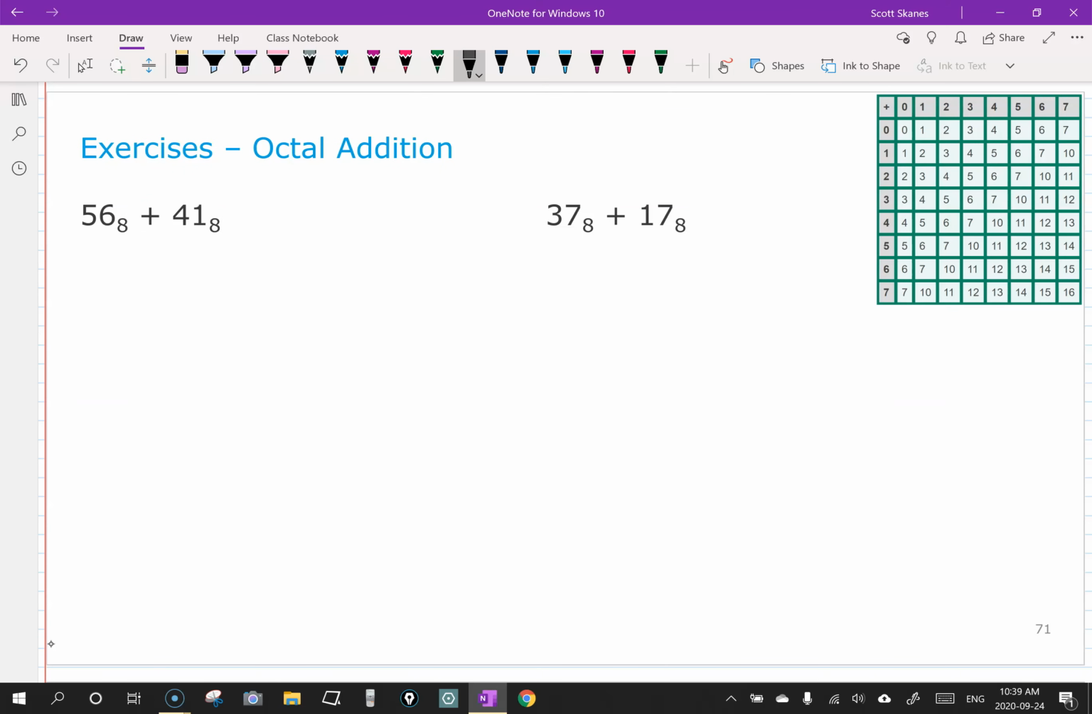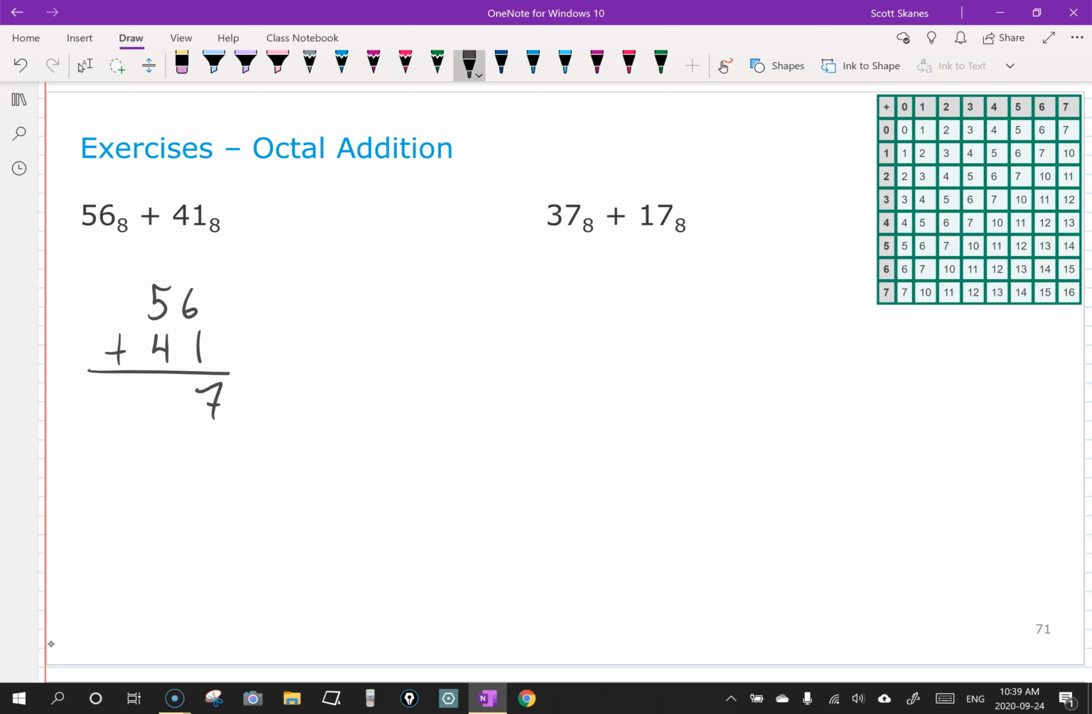So the first one, 5, 6 plus 4, 1. So 5, 6 plus 4, 1, both octal numbers. Let's see what we get. 6 plus 1 is 7. All right, that's not bigger than 7. That is 7. That's fine. So nothing to worry about there.